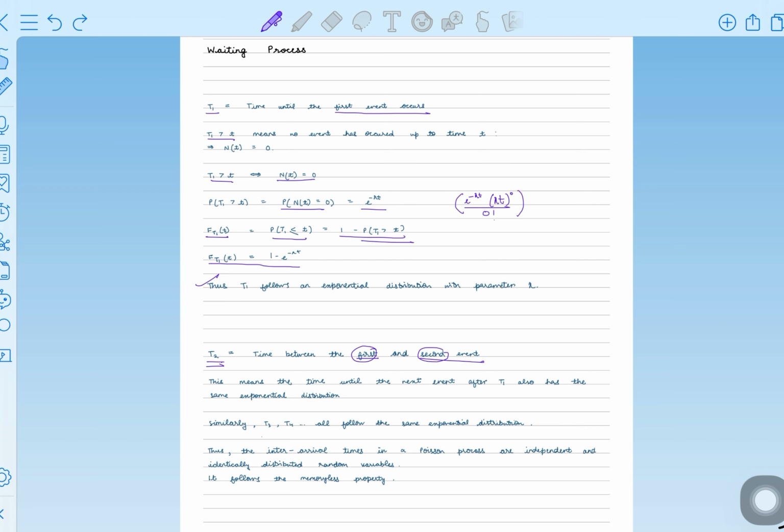Similarly, this continues for t3, t4, and so on. Thus, the inter-arrival times in a Poisson process are independent and identically distributed random variables. This property is called the memoryless property. In simple words, after each event occurs, the process effectively restarts and the waiting time for the next event behaves exactly like a fresh exponential random variable.